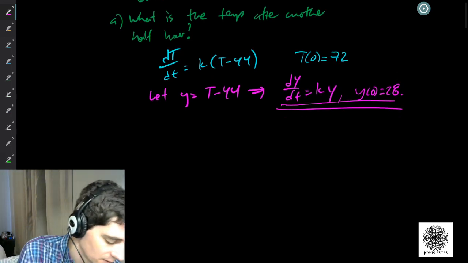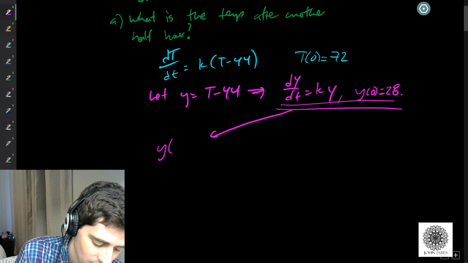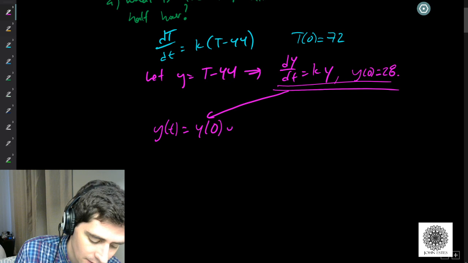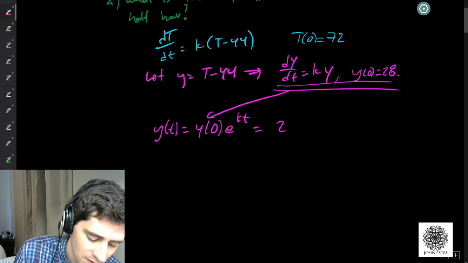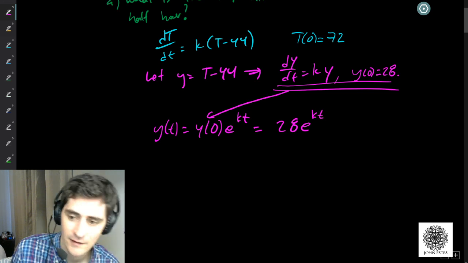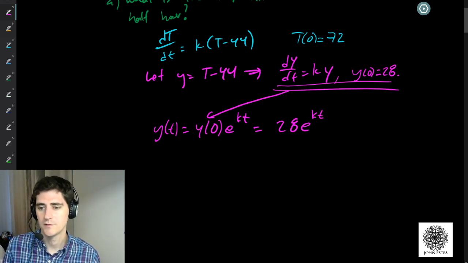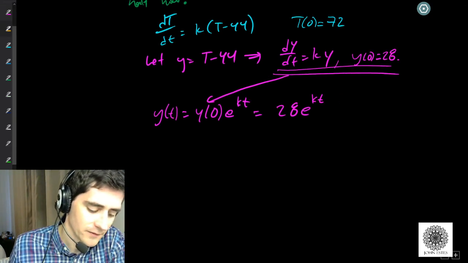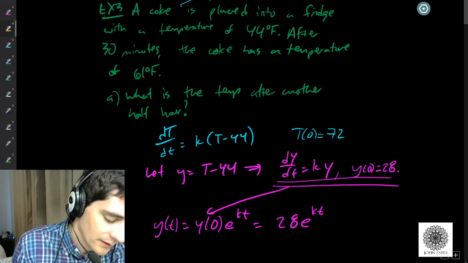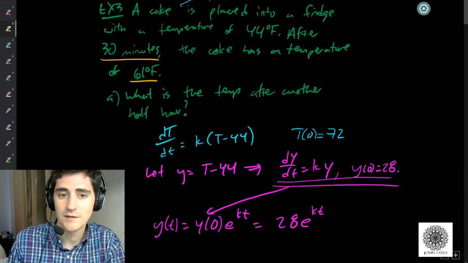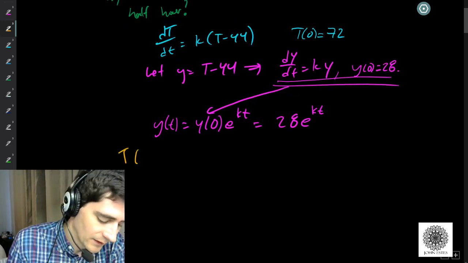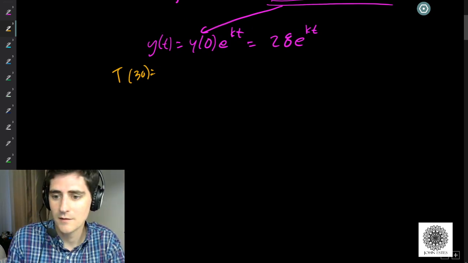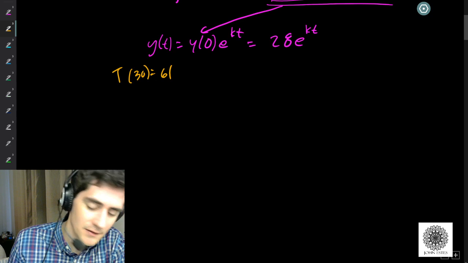And just from what we've done already, we know then that my model, y of t, is going to be y of 0 e to the kt power. So we get 28 e to the kt. That's my function once we've done this transformation, okay? And then we can also figure out what the value of k is because we have a second point, right? After 30 minutes, we have a temperature of 61. So I know we have to convert that to a y value though. We know that T of 30 is 61 degrees.